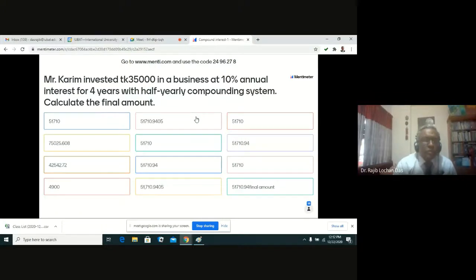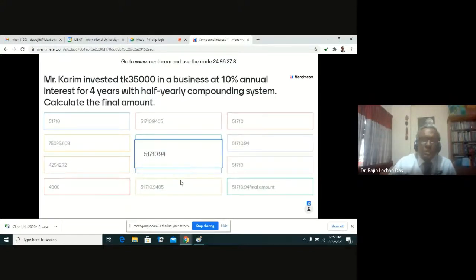Okay, many of you are actually correct. Only 3 answers are wrong here and all other answers are correct. So the correct amount will be 51,710.94. This is the correct answer. You apply the same formula with half yearly interest, so the correct answer will come. Is that okay? Now let me stop.